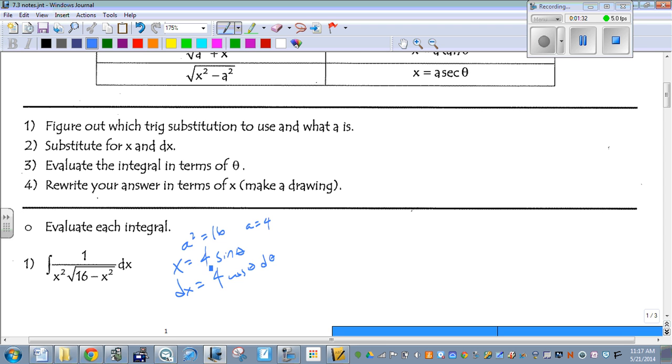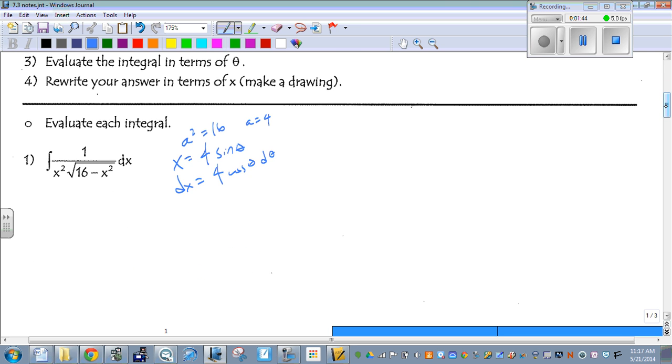So basically we're substituting in. That second step is to substitute for x and dx. So wherever we see just a plain old x, we're putting in 4 sine of theta. Wherever we see a dx, we're putting this in. So we end up with the antiderivative of 1 over 4 sine of theta squared times square root of 16 minus 4 sine of theta squared times, in place of dx, we're going to put 4 cosine of theta d theta.